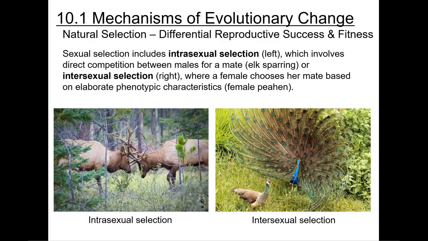Now, intersexual is on the right. That's where the females are able to choose their mate based on elaborate phenotypic characteristics. So here, the female is checking out the male. The males are the ones that have the more beautiful, brightly colored feathers that you can see. And so the females determine who they want to mate with, and the male puts on the show.